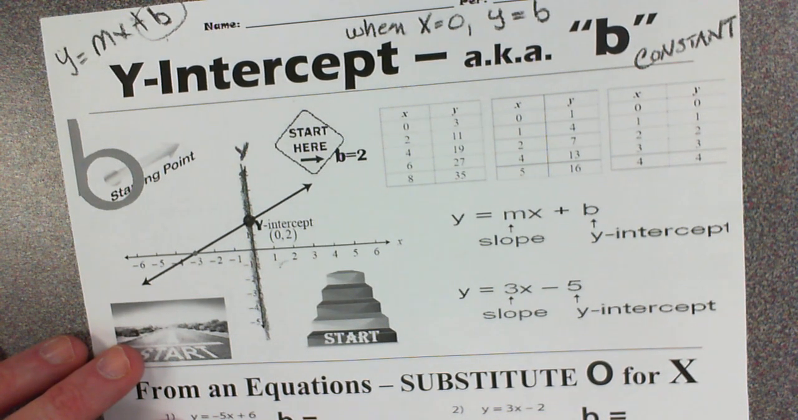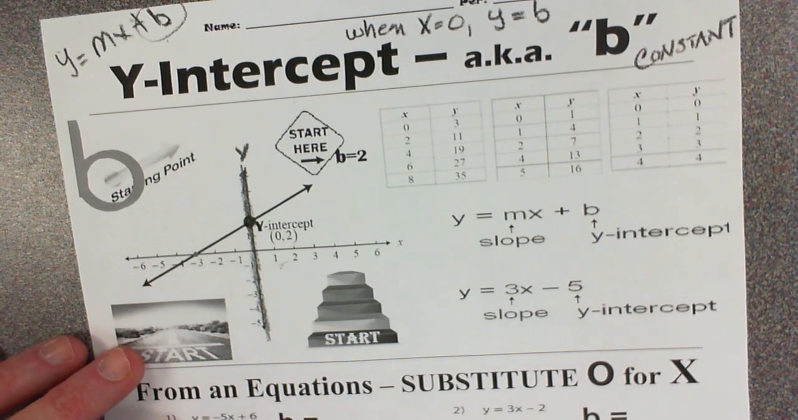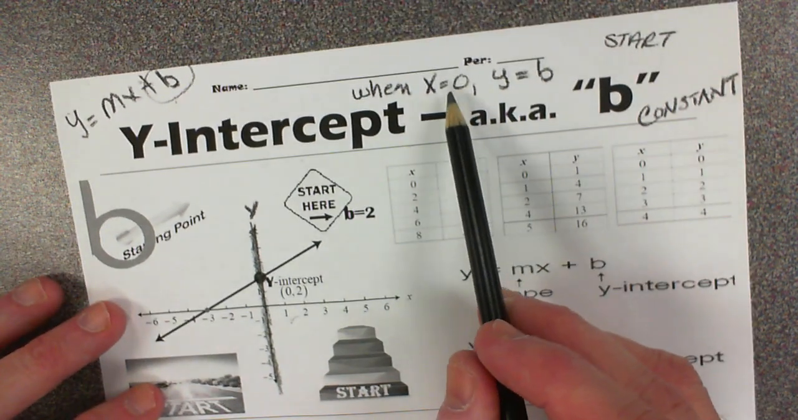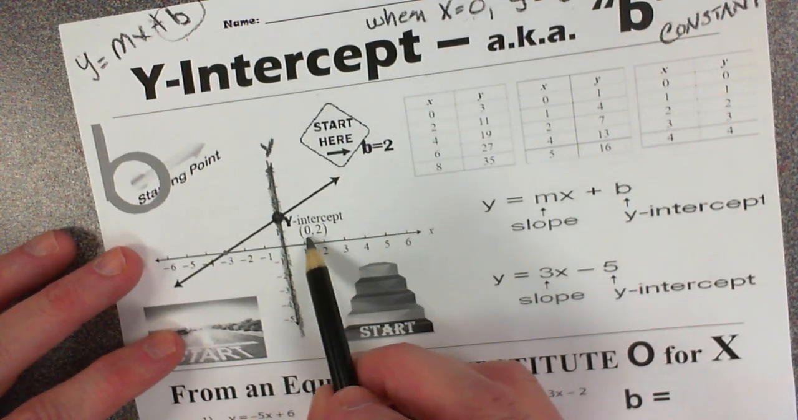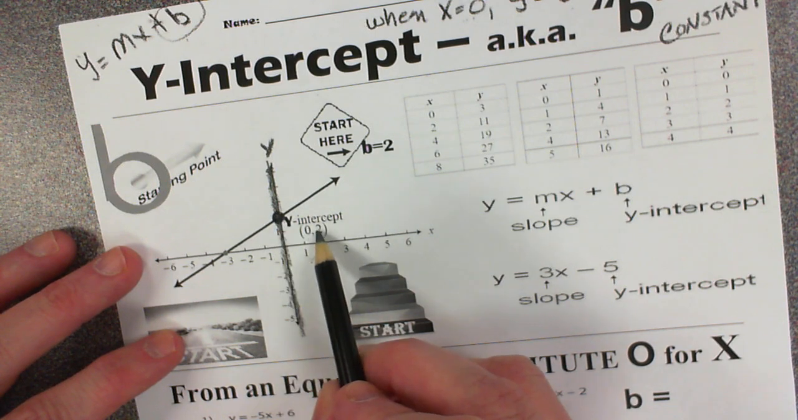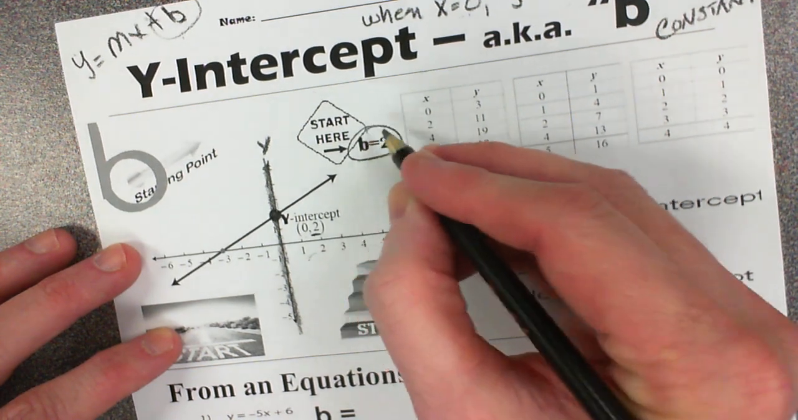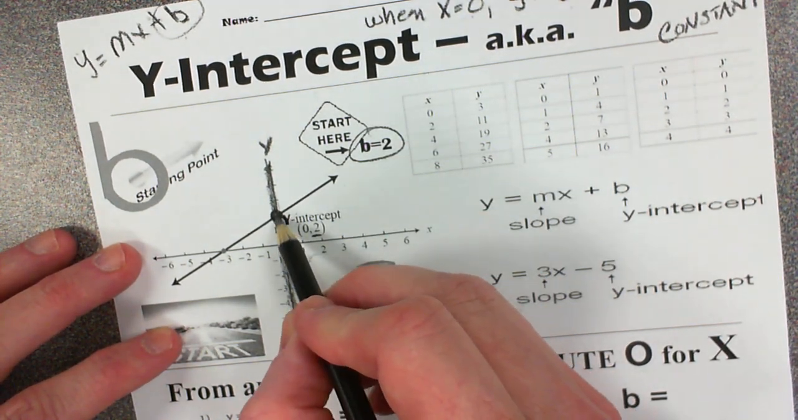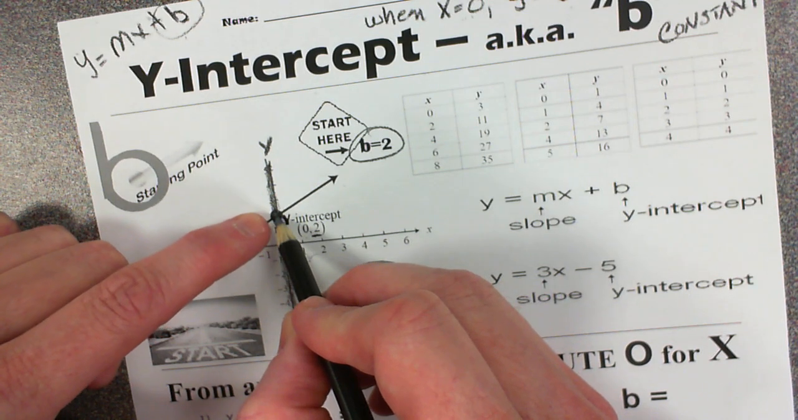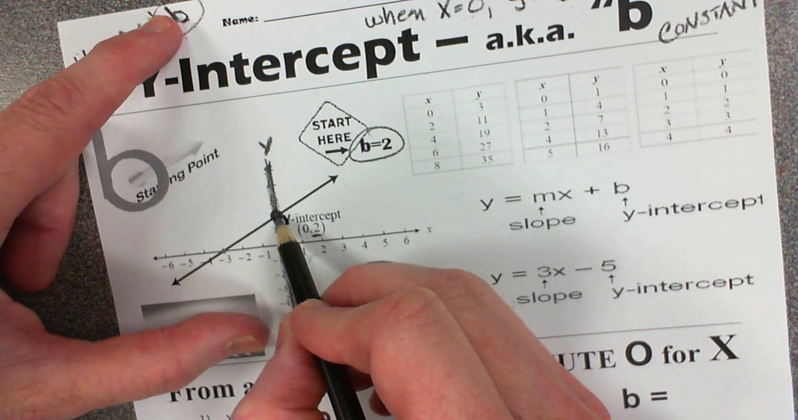In this case, the address for where these two lines intersect is (0, 2). Just like I said up here, when x is 0, y equals b. Well, x is 0 at this address, (0, 2), where these two lines intersect, so b is going to equal 2. Put your pencil where the line intercepts the y-axis, and that number is your constant, your starting point, your b in your equation.